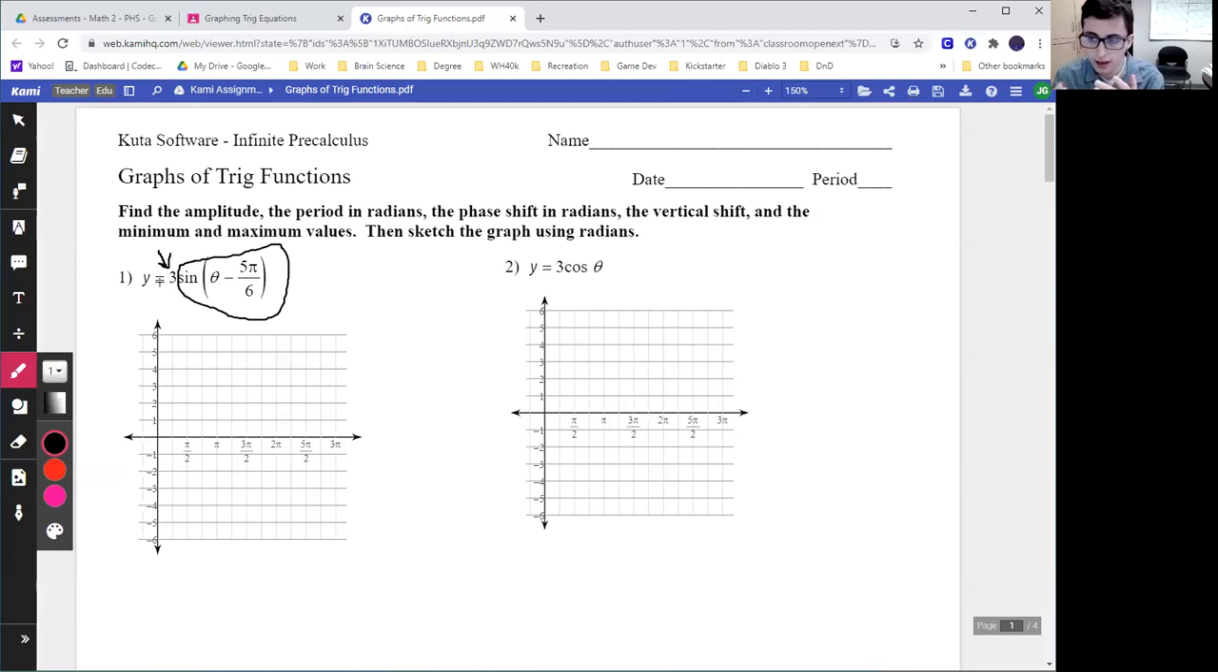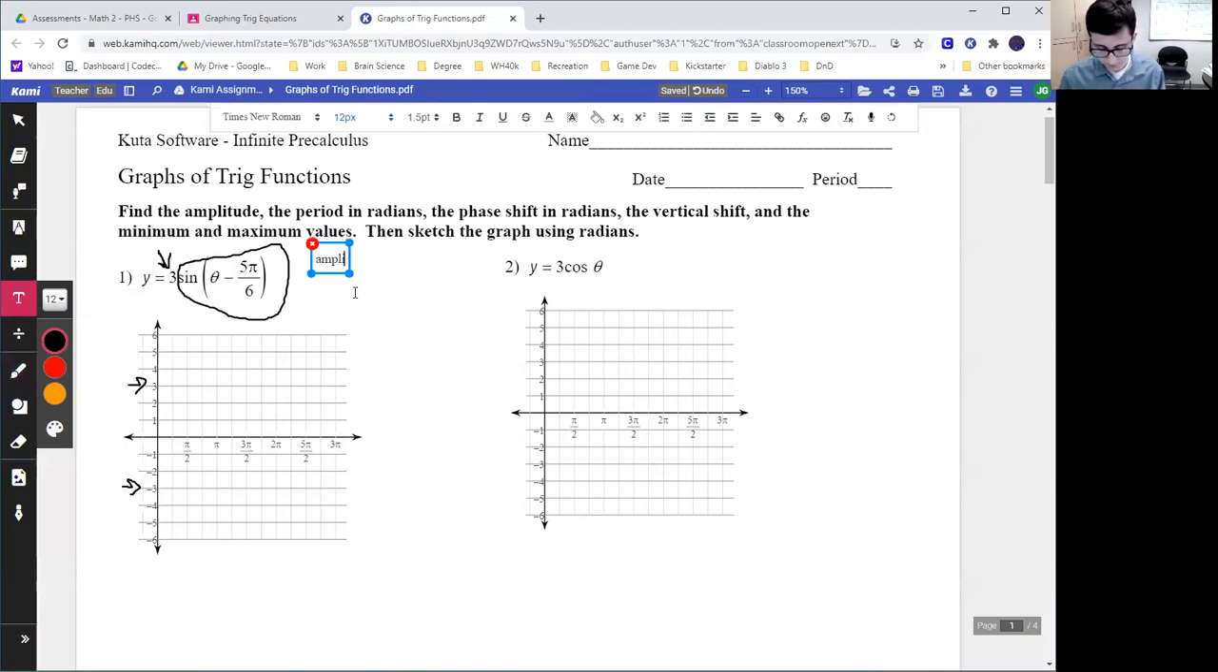If it's at a half, then that'll be 1.5. So this 3 is going to multiply all of our outputs. And that tells us that the sine function is going to be between 3 and -3. So our amplitude is 3.